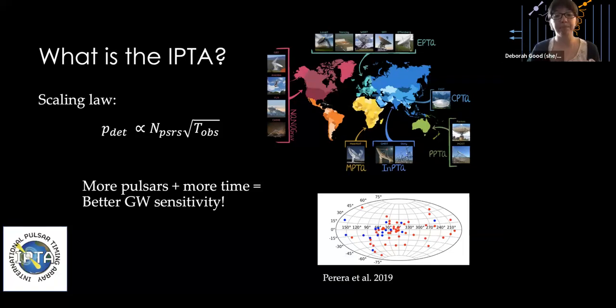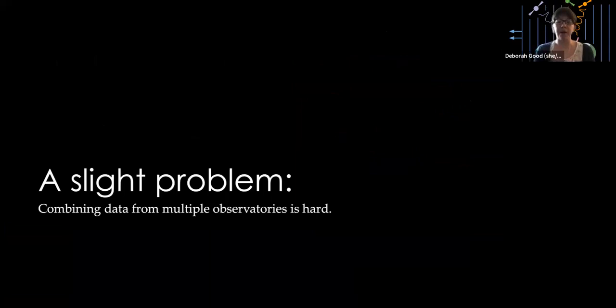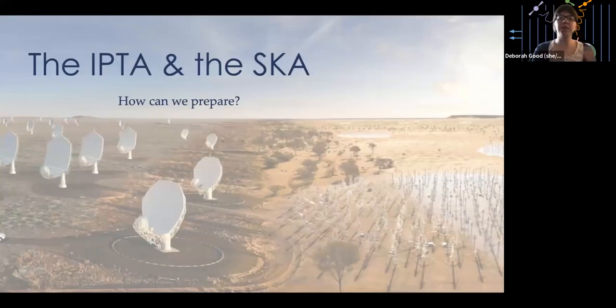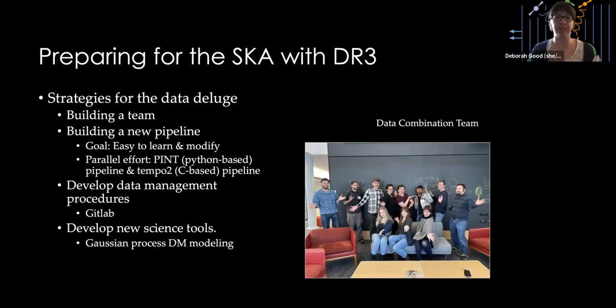There's just one slight problem, and that is that actually getting to a data set from all of these different observatories is really difficult. It's very non-trivial, and it's a lot of work. So this is where we start to think about some of the specifics of how we're preparing now to do better and more efficient IPTA data sets. And here's a few of the points we've come up with.